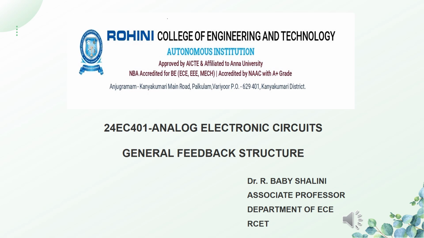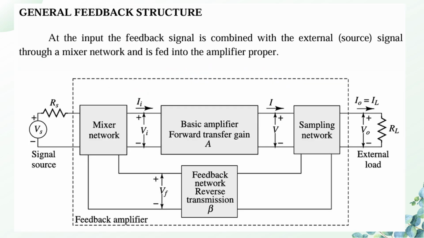In this video lecture, we are going to see about the general feedback structure. So first we have to know what is a feedback. A feedback is nothing but a portion of the output signal that is fed back and given to the input, which is used to control the performance of the circuits. There are two types of feedback available, positive feedback and negative feedback. Among these two, the positive feedback is better to use.